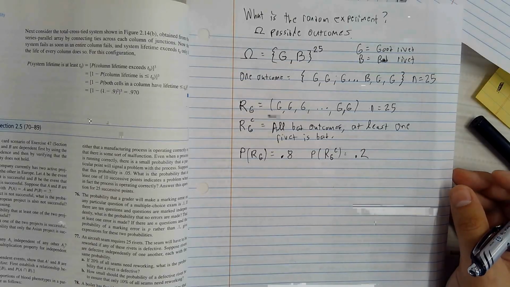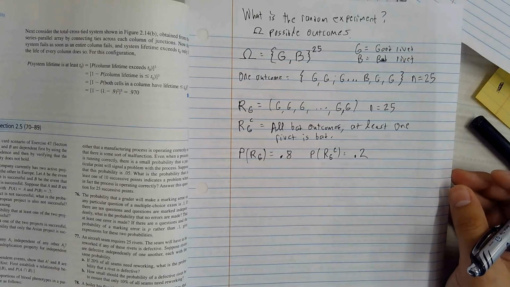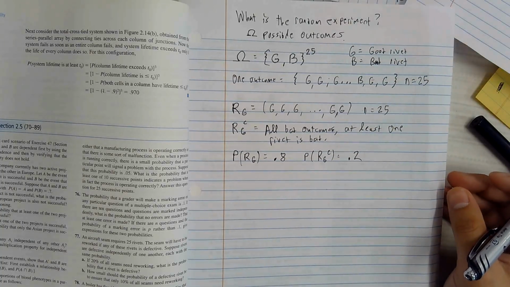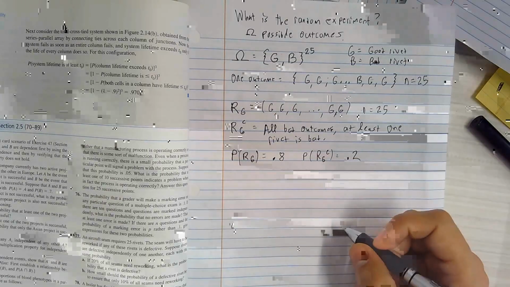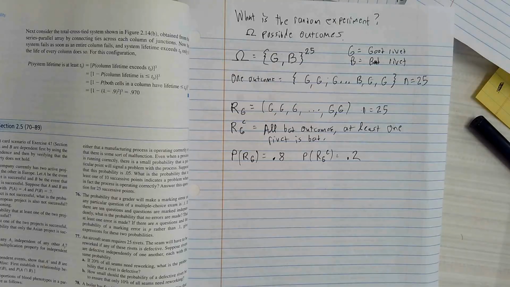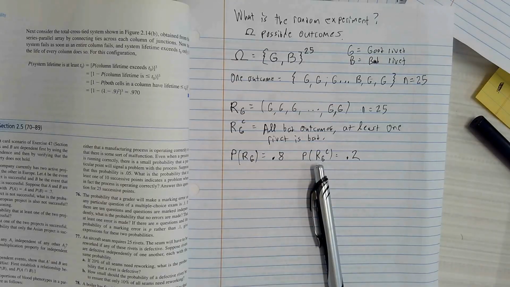Now, what we want to know is the probability that any rivet is defective. So how do we represent that? Let me see here. I might need to. So how do we?